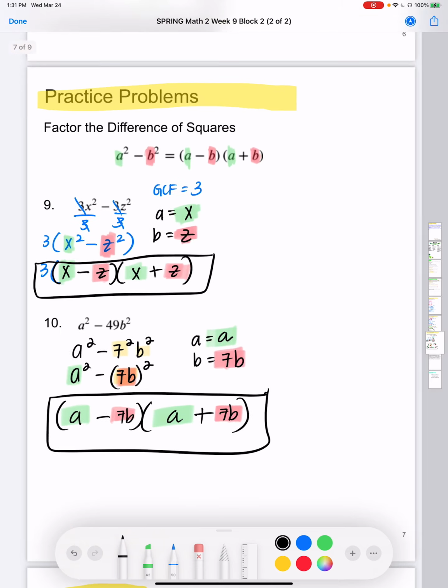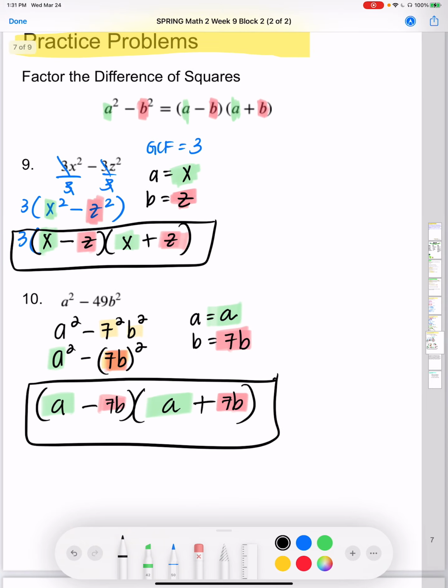So factoring out a GCF, a greatest common factor, could be helpful when you have a difference of squares. I know we talked about difference of squares in a previous lesson, but this is how you can make this process a little easier, okay?